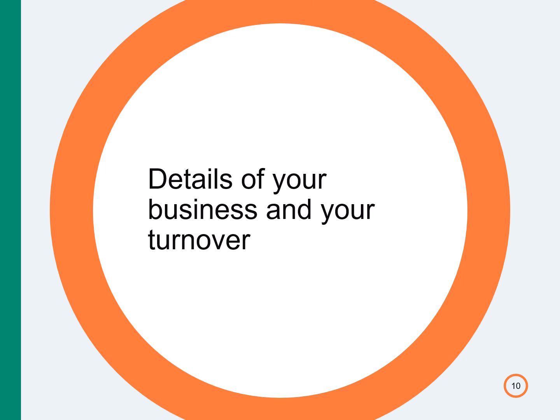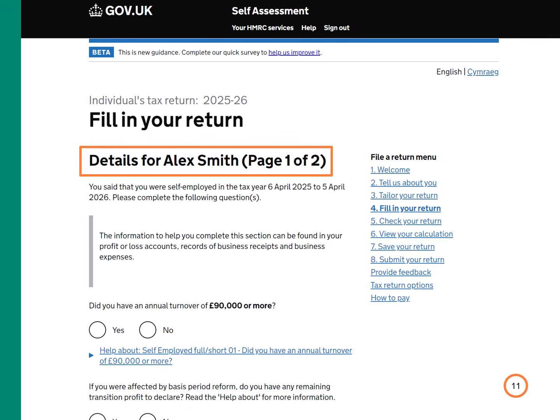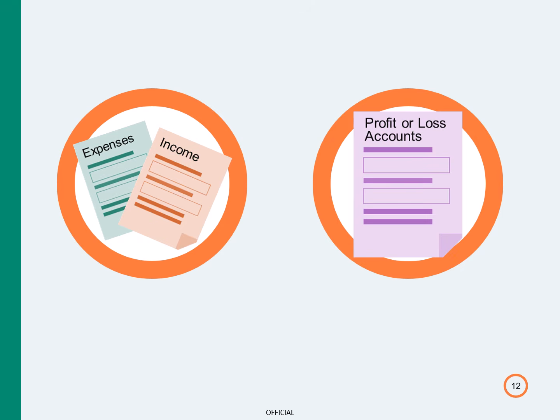Let's now look at how you tell us the details of your self-employed business in your online tax return. This is the first page of the self-employment section. The name of the business is the name you provided when you tailored your return. If you don't have a business name, it'll be your own name. To fill in the details, you'll need records of your business receipts and expenses or profit and loss accounts.